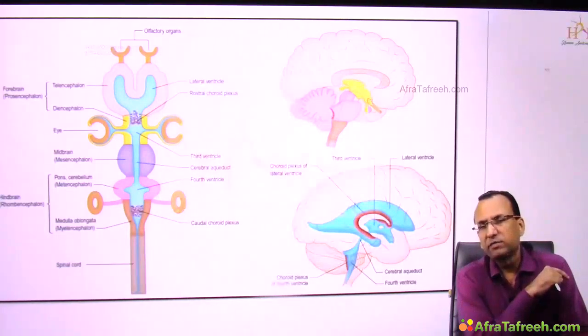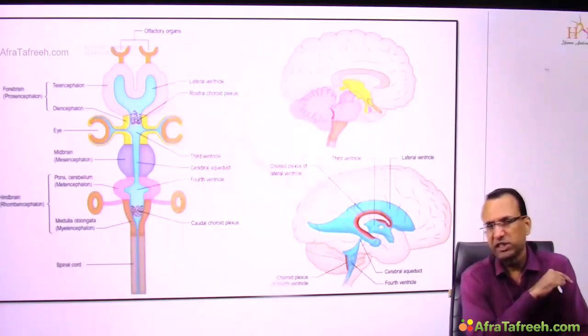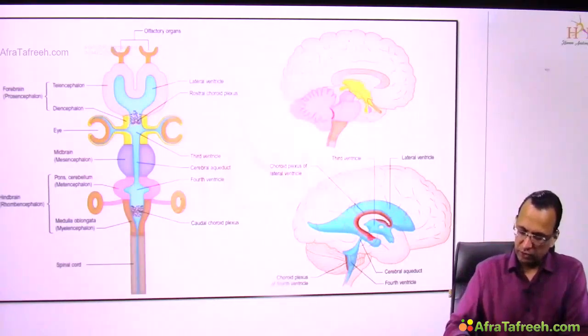Also, the ventricles become C-shape. Which ventricle becomes C-shape? The lateral ventricle. You see, this is the lateral ventricle which is becoming C-shape.